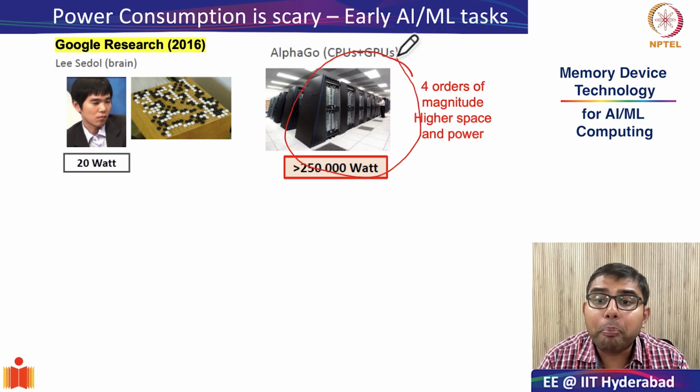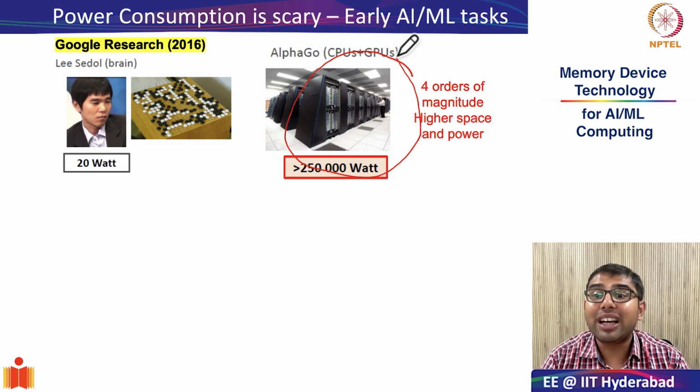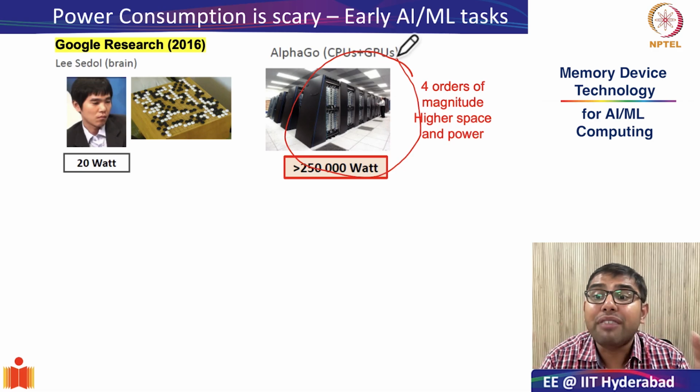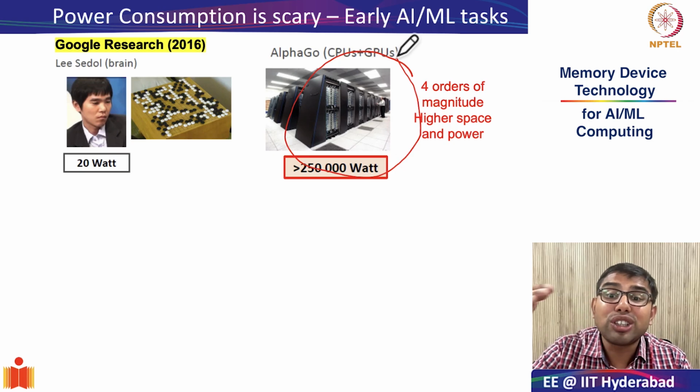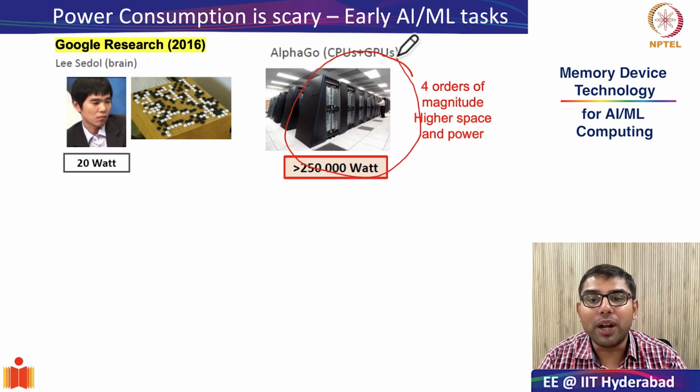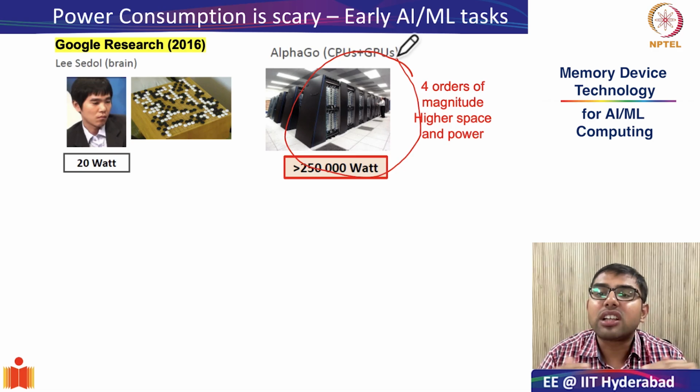The amount of power it was drawing from the grid was in the order of 250,000 watts or almost 2.5 lakh watts, which is almost 4 orders of magnitude higher than the human brain to achieve comparable game playing capability. So while AI matched human level skill, it also did it at a staggering energy and hardware cost.